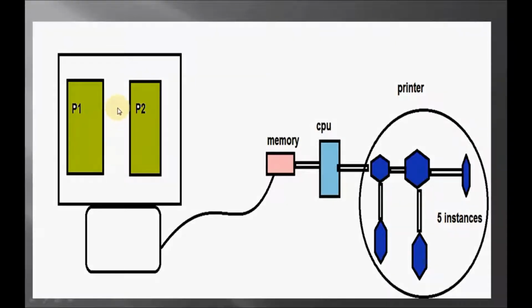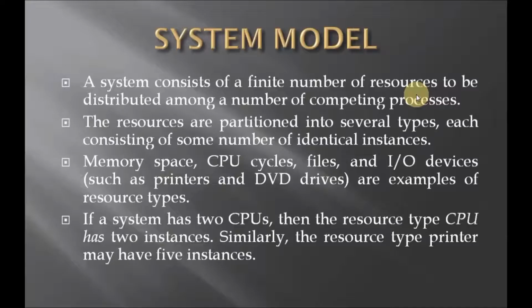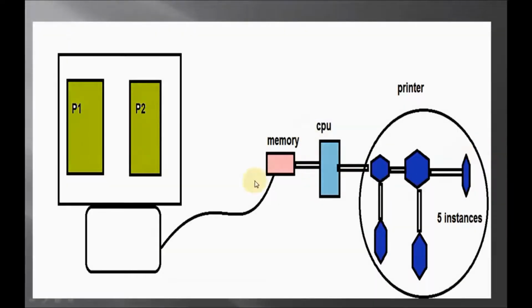So see here, our system or computer contains two processes, and these two processes, P1 and P2, are competing for the resources. The resources can be memory, CPU, input output devices like printer, keyboard, etc. So a system must contain a finite number of resources, and those resources should be distributed among a number of processes. Here these resources, memory, CPU and printer, can be shared between these two processes P1 and P2.